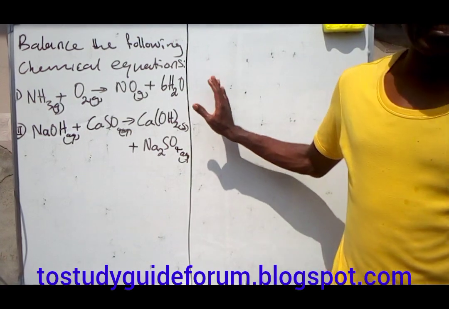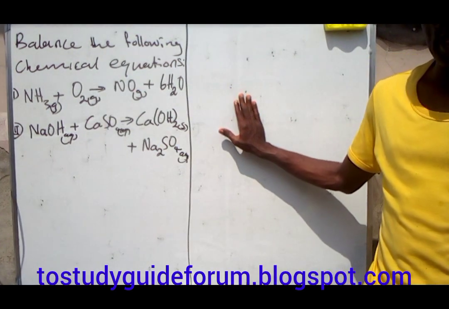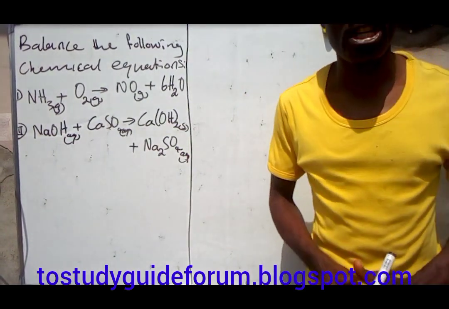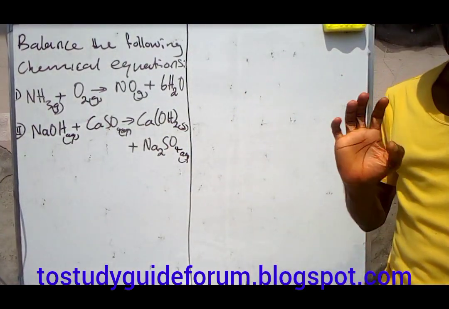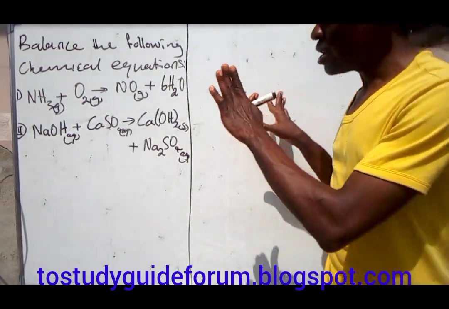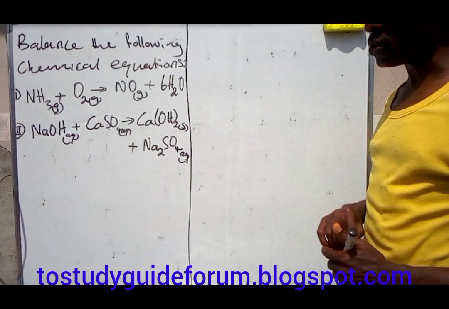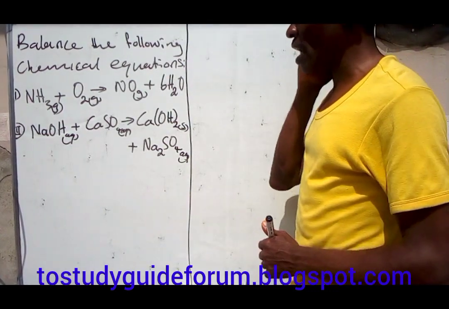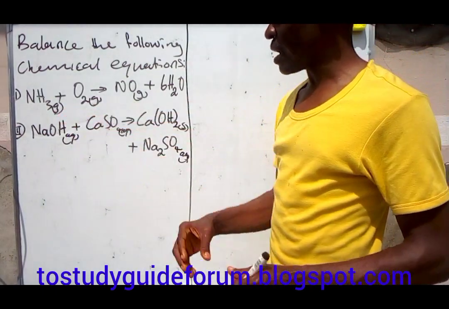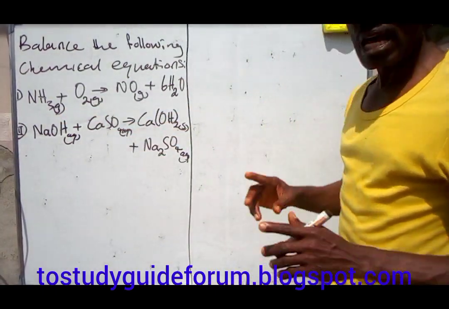Now, to balance a chemical equation, the best way of balancing a chemical equation is to do the atom count. You count the number of atoms present in that chemical equation. Now let's quickly look at the first one we have here. It says balance the following chemical equations. Now look at the first one we have here. You should look at this very well. Let's do the atom count.